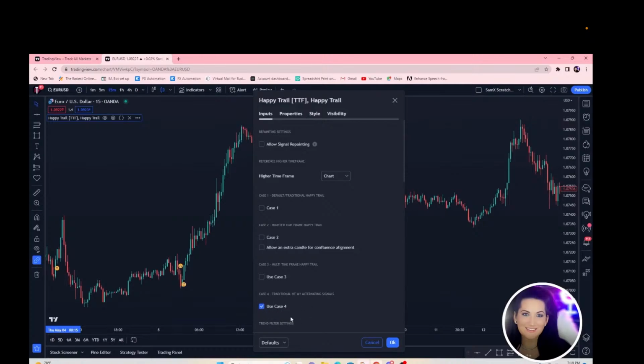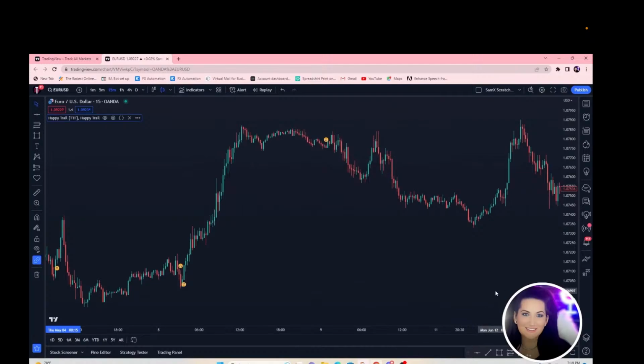We are going to show you how to use case 4 in this video. In this case, you are only using the time frame, like I stated, that the TradingView chart is set to. So you do not need any other settings selected, and you do not need to select a higher time frame. Once case 4 is selected, click OK. And now this is what your chart will look like.